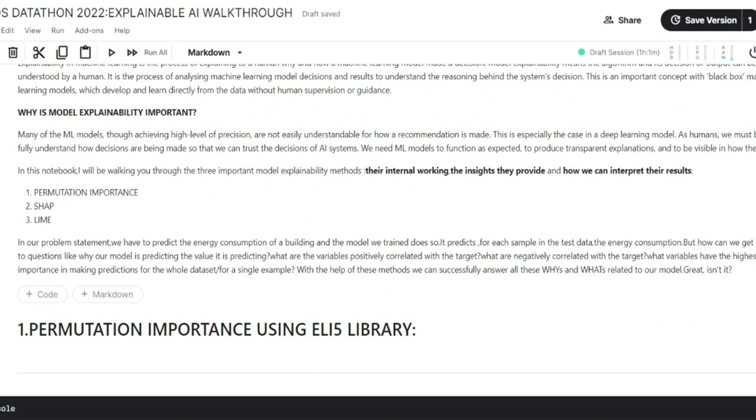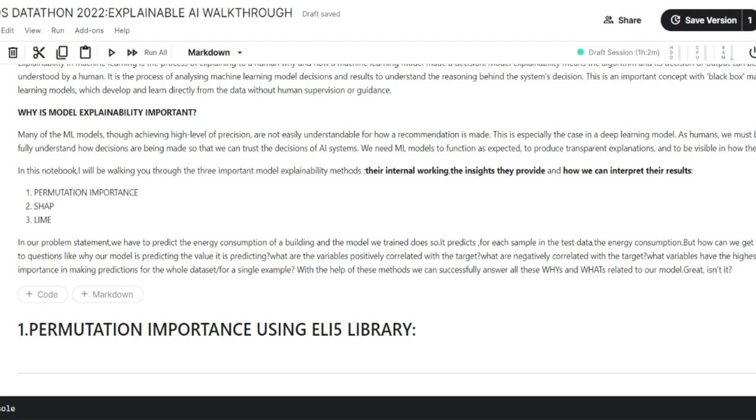But how can we get answers to questions like why your model is predicting the value it is predicting? What are the variables that are positively correlated with the target? Is it the floor area? Is it other things like temperature, average temperature, or the average energy? Or some other feature is positively correlated with the target variable. What are the features that are negatively correlated with the target variable? What are the variables that have the highest importance in making the predictions for the whole data set or even for a single observation? With the help of these methods, we can successfully answer these whys and whats and hows and whichs related to our model.